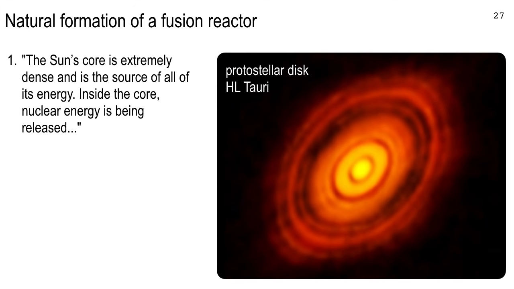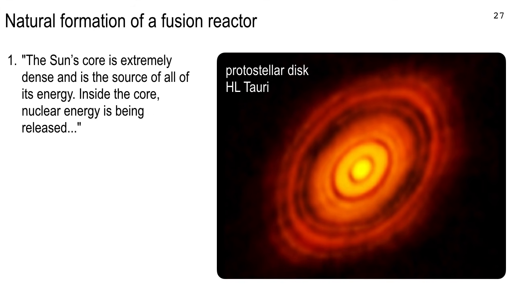Now, this is what a pre-solar nebula looks like. This is for the star called HL Tauri. And actually, this one has planets. You can see those dark lanes, the dark orbits. Those are big planets sweeping the solar nebula.